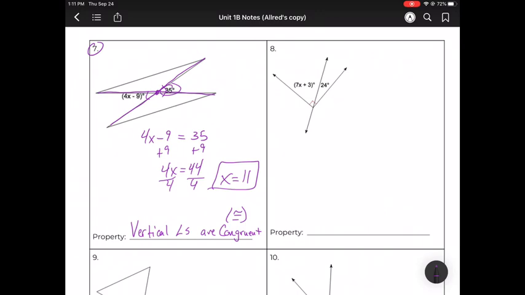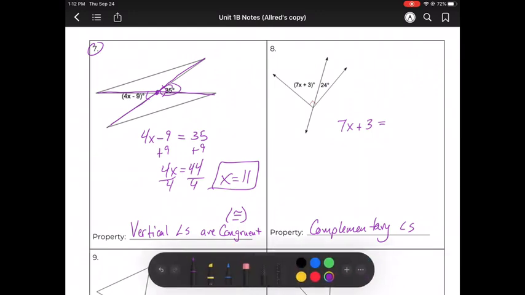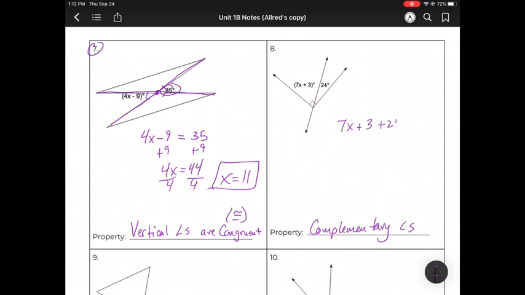Okay, number 8 is very similar to one we've already done. These are complementary angles. Meaning they add up to, I just about set it up wrong, didn't I? They add up to 90. They aren't equal to each other. They add up to 90. Okay, that's your relationship, or your property.